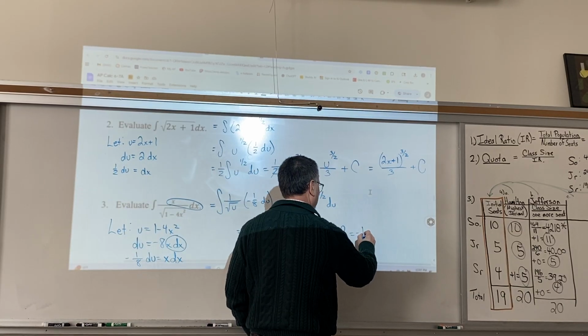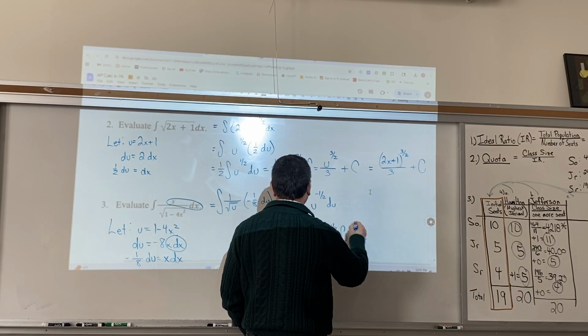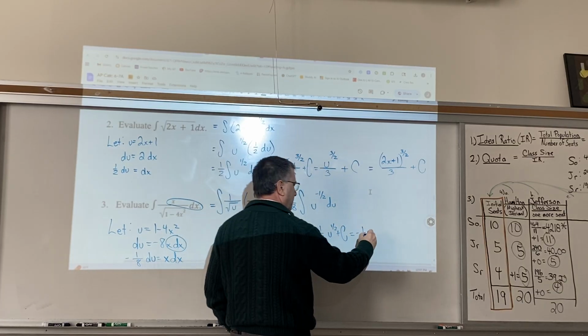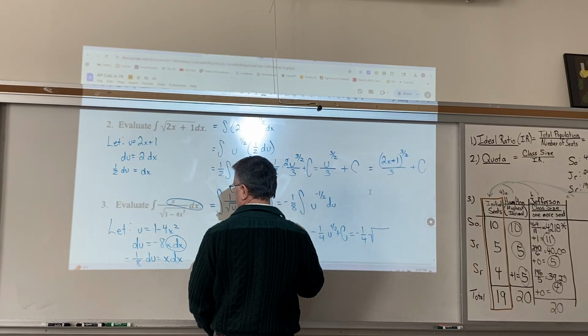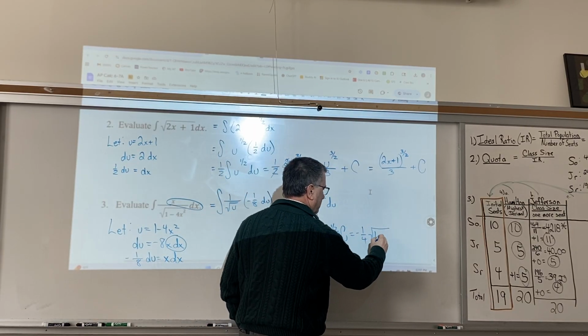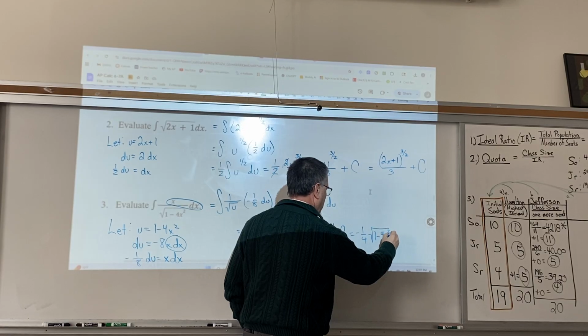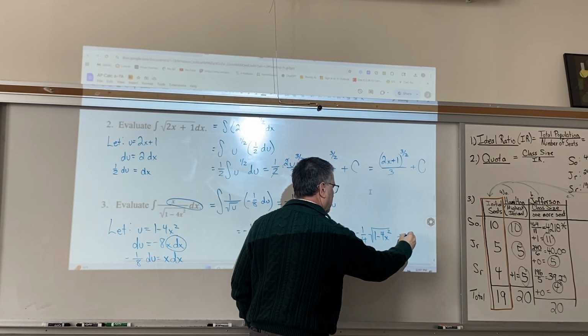Negative 1/4. You know, this is a simple rational exponent. Maybe I'll do this again. Square root, whatever u was, 1 minus 4x squared, plus c.